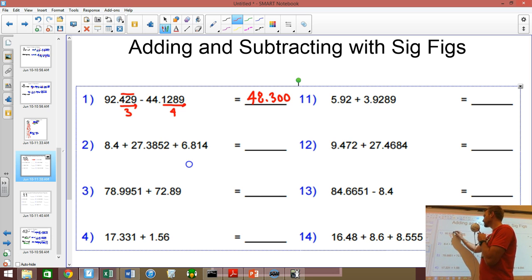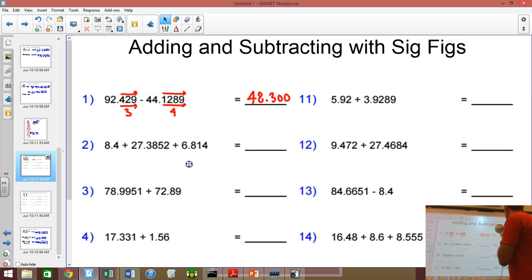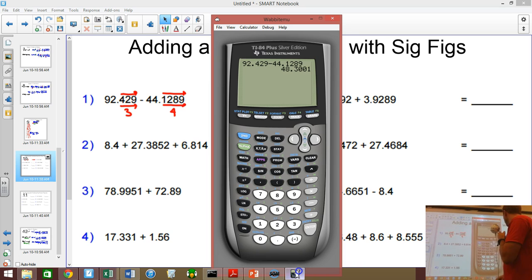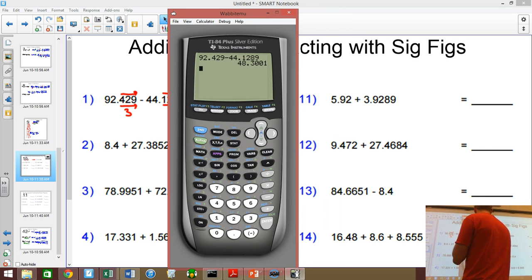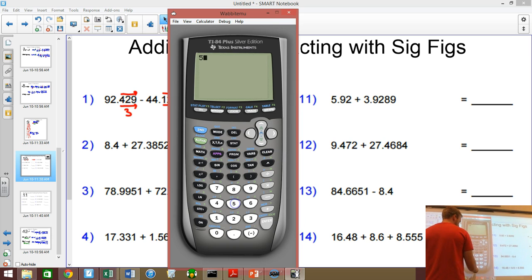Because this went 3 to the right and this went 4, my answer can only go 3 to the right. We'll do another one. 5.92, plus 3.9289.